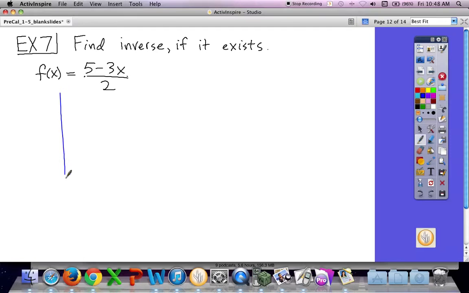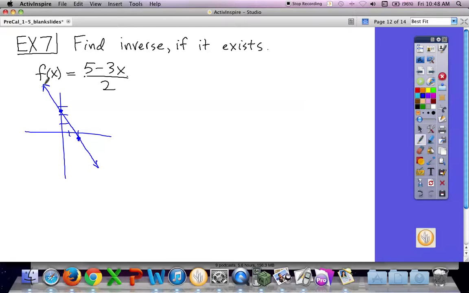It would have a y-intercept of 5/2. It's linear. It has a y-intercept of 5/2, which is 2.5. It has a slope of negative 3/2, so it goes down 3 over 2. So it's about like that. Something like that. So is it always increasing or always decreasing? Yeah, it's always decreasing, right?